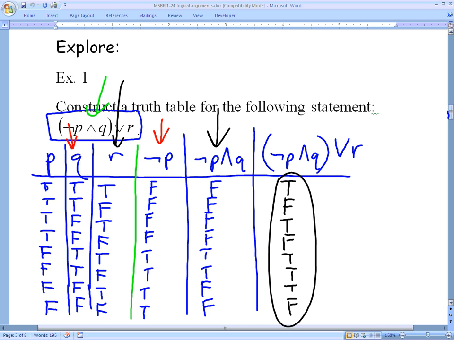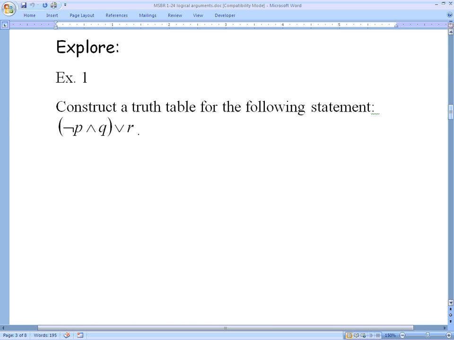It is not a valid statement because it is not a tautology with all trues. And that's truth tables with 3 premises or 3 propositions.